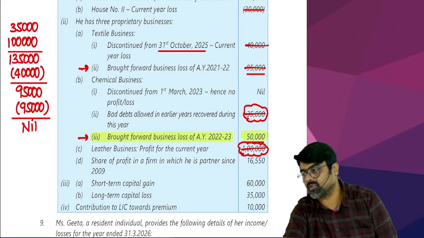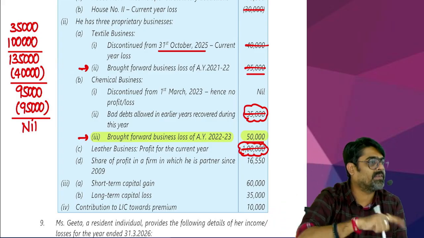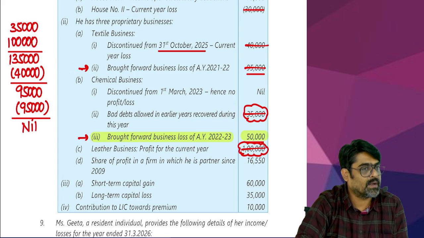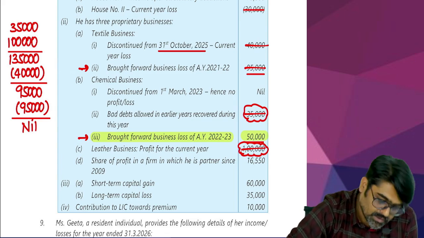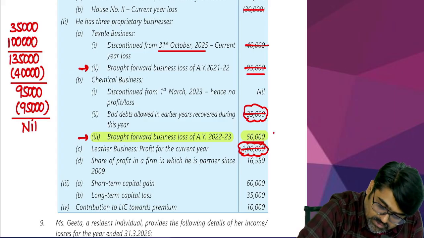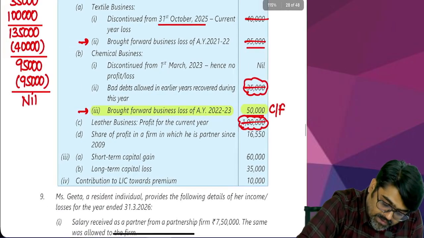But this year, since there is no business income, this cannot be set off in this year now, because brought forward business loss can be set off only against business income, and no business income is remaining, sir. So what will happen with this? Carried forward. Excellent. Understood or not? Okay. Now, share of profit in a firm.